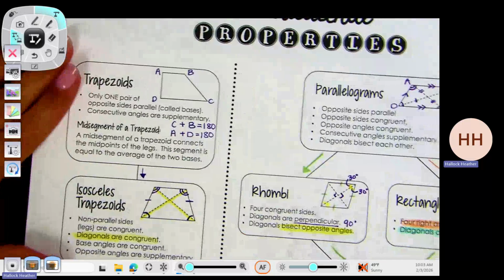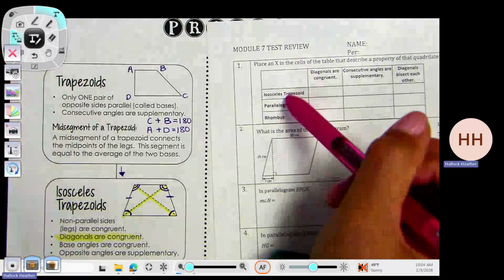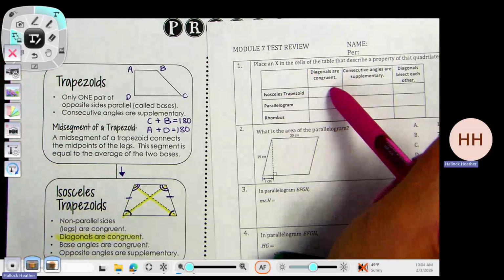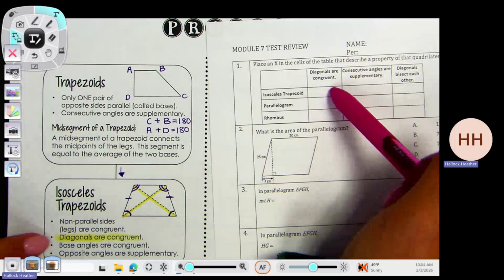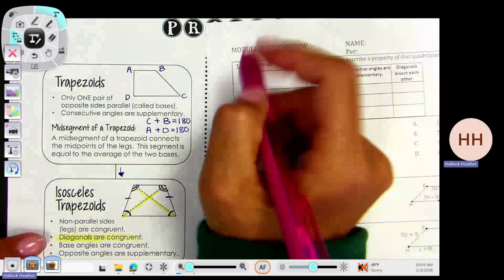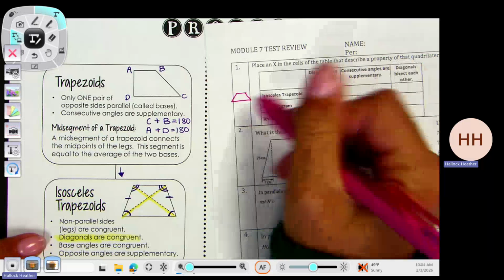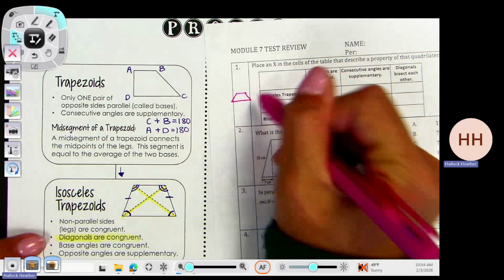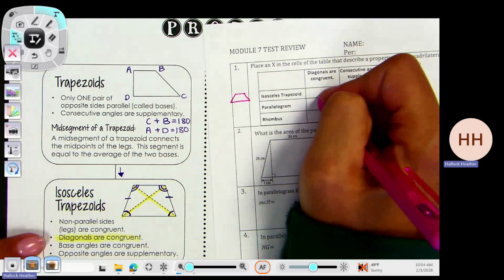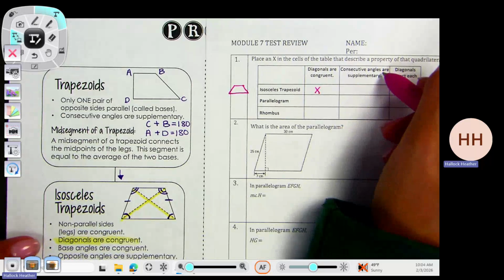If I look at the first thing, it says an isosceles trapezoid, we need to determine, are the diagonals congruent? It says right here, diagonals are congruent. And if you look at your picture, these match. If you need to, you could always draw the little shape off to the side and visualize it. If you drew in diagonals, those would be the same distance because it's isosceles. So that is true.